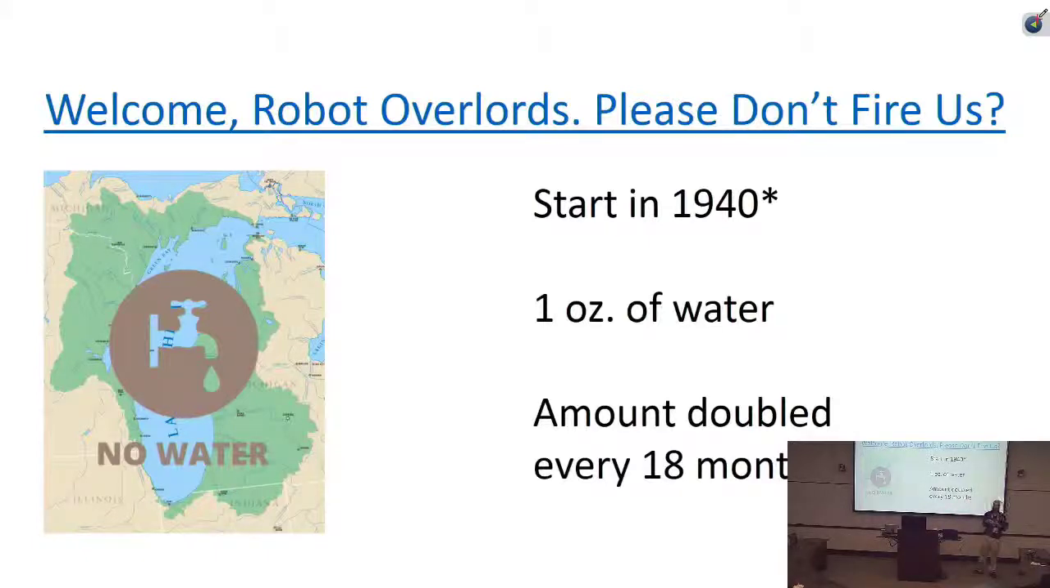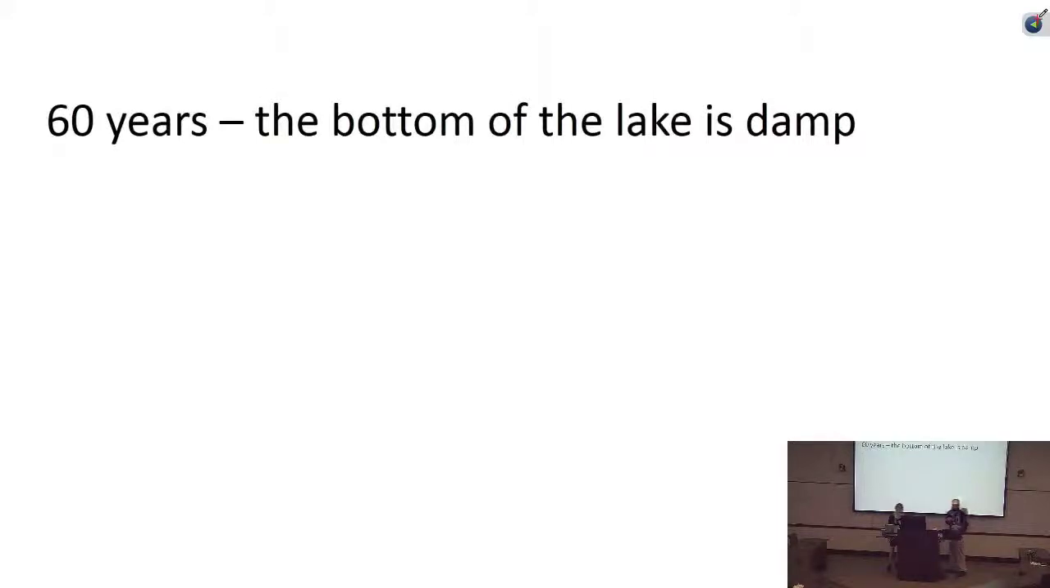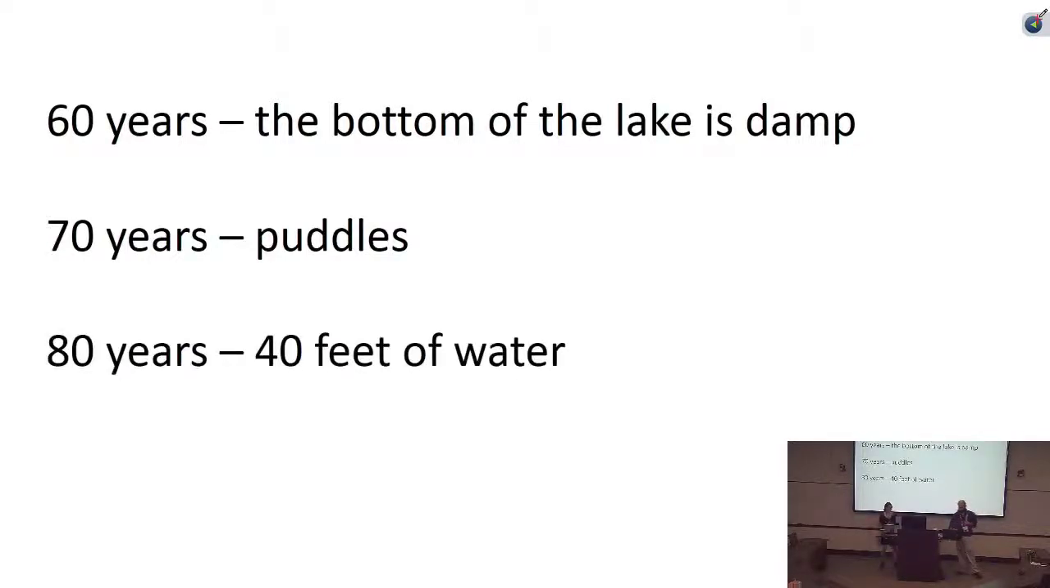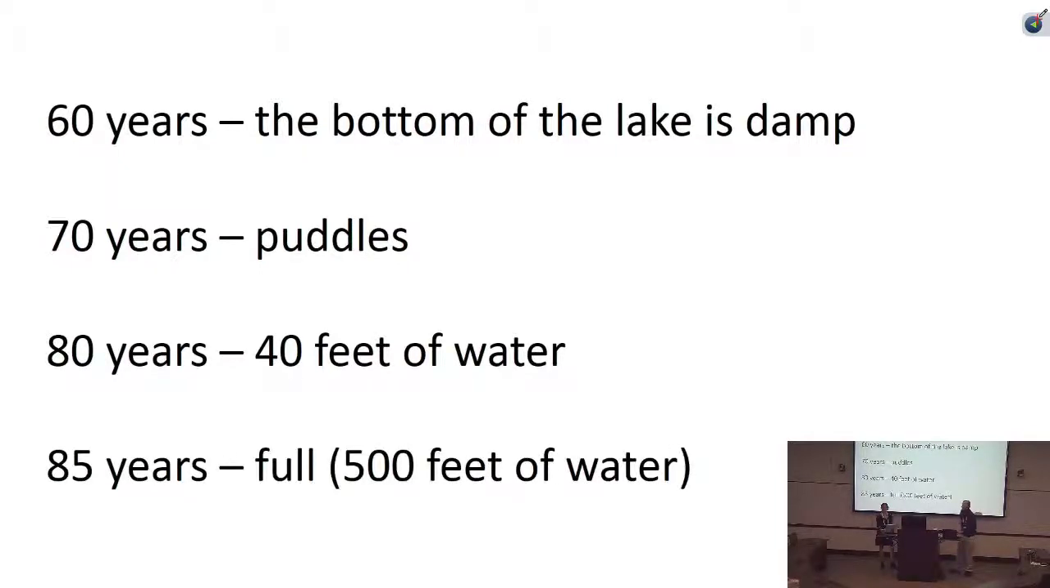So first time, 1 ounce. Second time, 2 ounce. Third time, 4 ounce. Anybody starting to see where we're going? Okay. So let's take the timeline through here. It's going to take 60 years to get to the bottom, just like damp. It's like, ooh, might need to wear some boots. After another 10 years, we're going to start seeing some puddles, things that will probably evaporate in the sun after too long. 10 years after that, we have 40 feet of water. Okay, that's not nothing. And then 5 years after that, the lake is full.